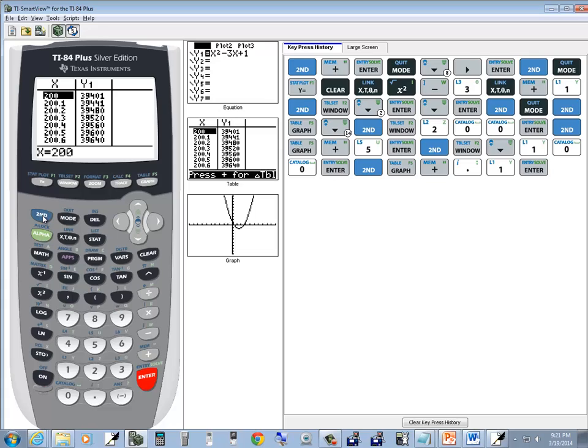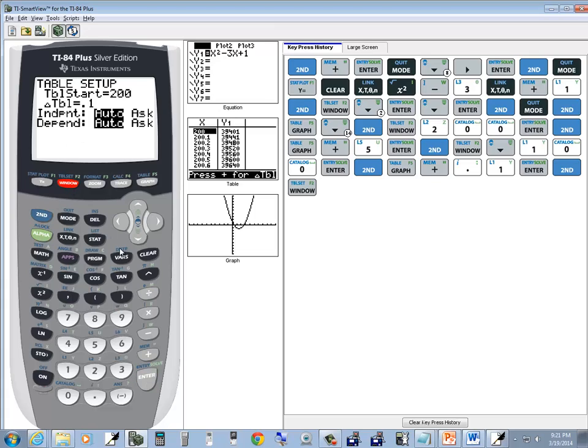Now let's go back to our table setup. Second window. And instead of going by 0.1 and starting at 200 and so forth, let's come down to independent. Instead of having that say auto, let's right arrow over, put our flashing cursor on ask, and press enter. Now in terms of your standard y is equal to 3x plus 5 type setup, the independent variable is the x. So when we say ask, we're saying ask for the x.